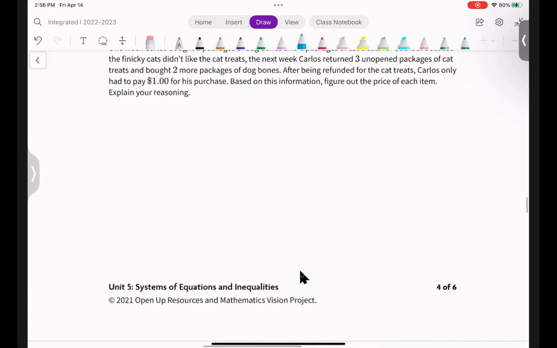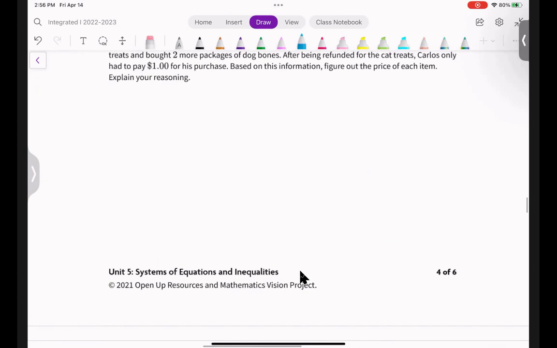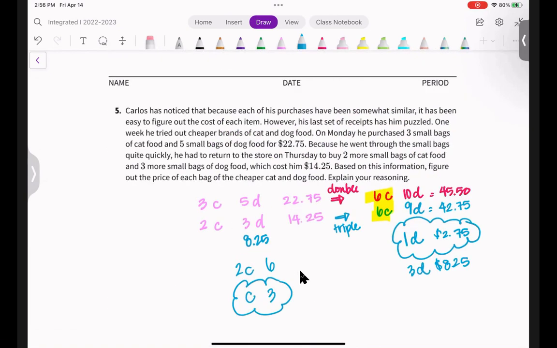Okay, just want to go over our takeaways just so that you guys all have this. It says, summarize the strategy you used to reason about the price of individual items in the context of purchasing different combinations of those items. What are some key ideas that seem to be helpful? So one of the things that you should have noticed is we can do this thing like doubling or tripling your purchases. But notice when you do that, the number of cat food bags, the number of dog food bags, and even the price will also double or triple. Like I can't buy more things, but pay the same price, right?